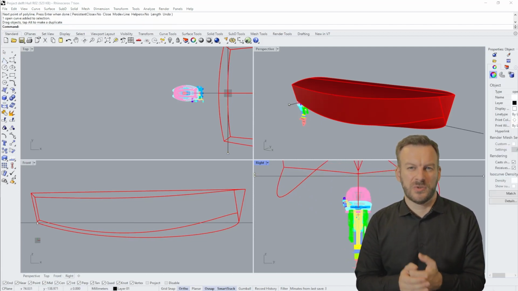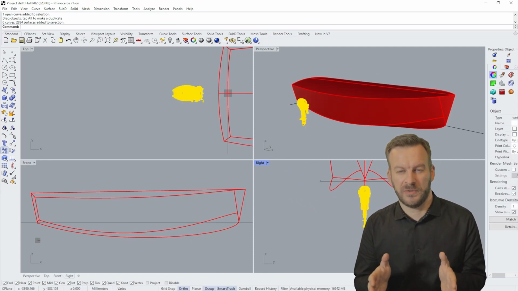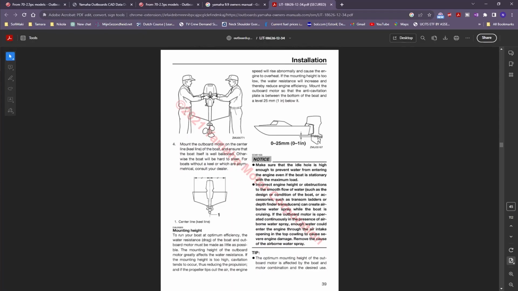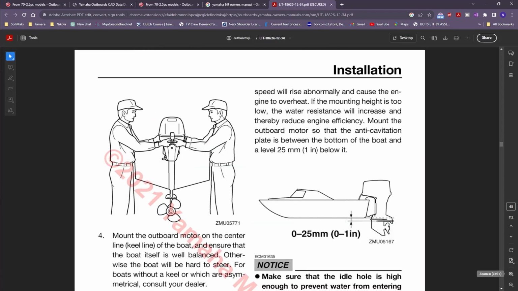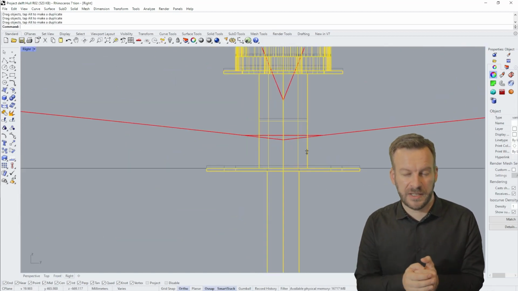Next step is that I'm going to download the 3D model and import it into the 3D model of our boat. As you can see in the owner's manual, there is a recommendation that the cavitation plate of the complete engine is positioned 1 inch or 25 millimeters below the bottom plate, and that's exactly how we are going to position our engine. Then I will make a cutout for the engine on the transom and on the deck, and that's it.